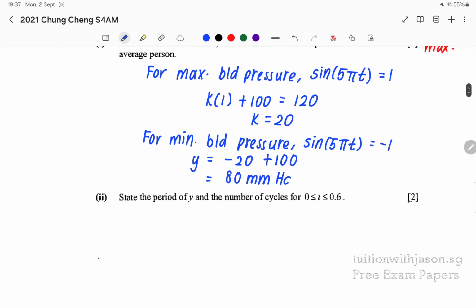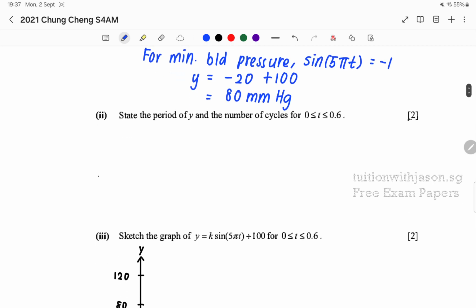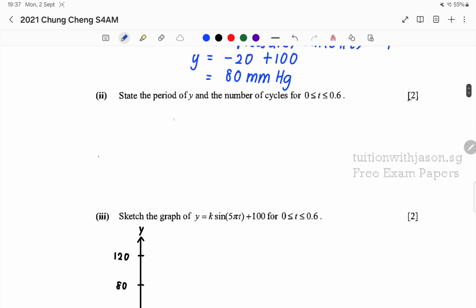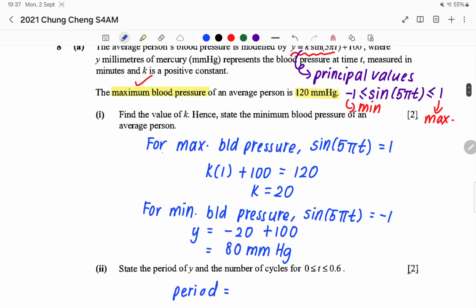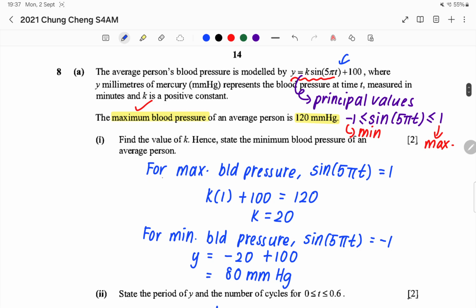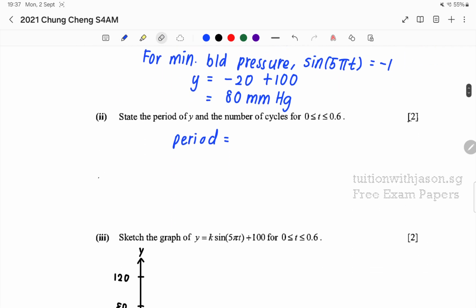millimeters of mercury. Alright, next part here, state the period of Y. So period is always 360 degrees divided by the coefficient of this unknown over here. But in this case it's in terms of pi, so we will say 2 pi divided by our 5 pi. This is 2 over 5, which is 0.4. That means what period means is the length of one cycle.